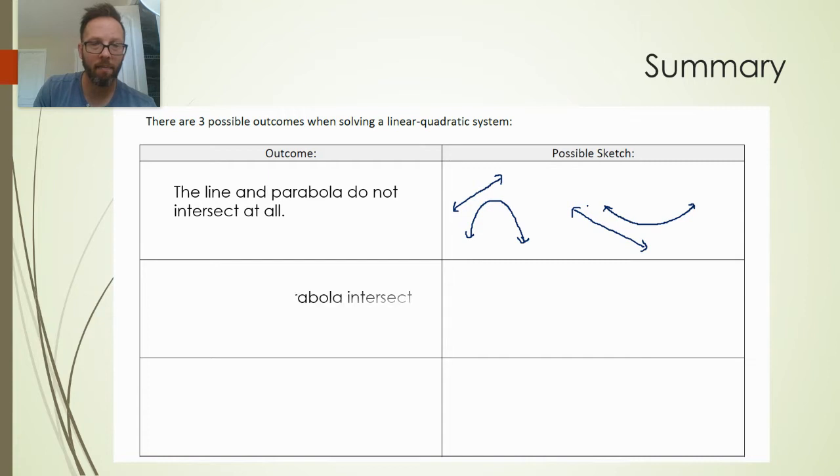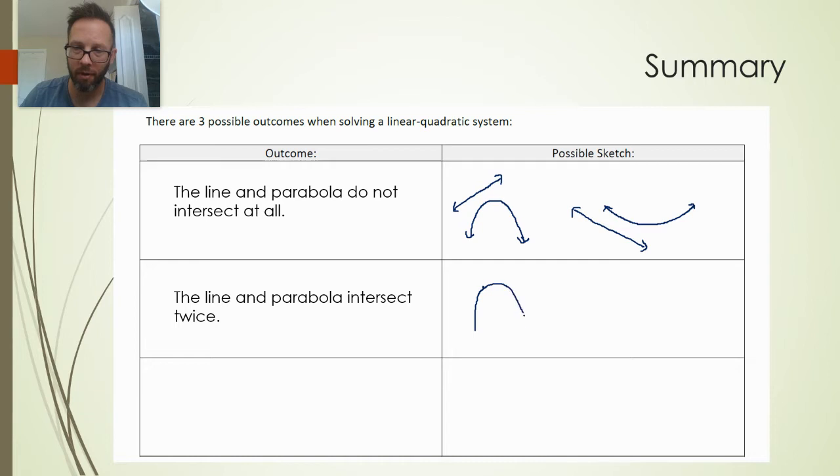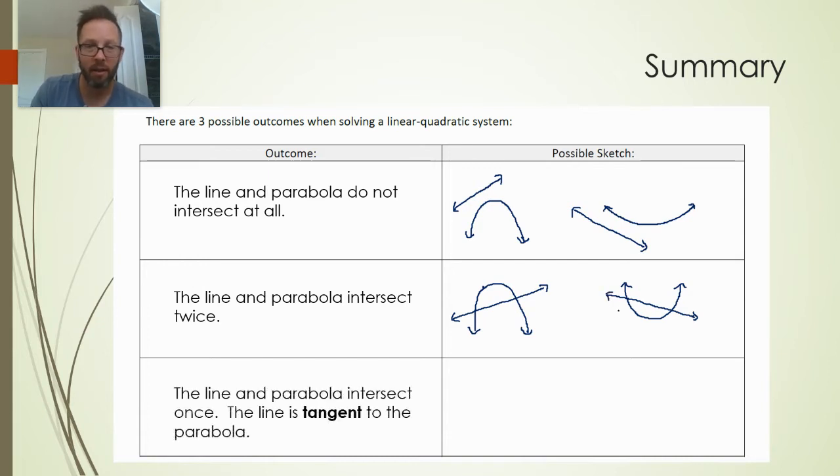Our second outcome was that the line and parabola intersect twice. That happened to us in the very last one. So here's a parabola that opens down, and here's a line that meets it twice. Or you can have one that opens up. There are lots of ways this could happen, a line that meets it twice. The third case, kind of the interesting one, is that the line and parabola can intersect once. That is possible.